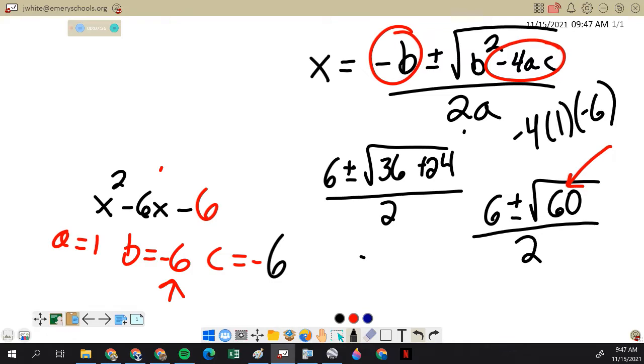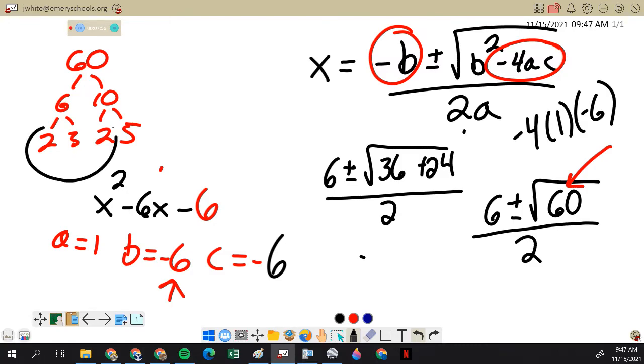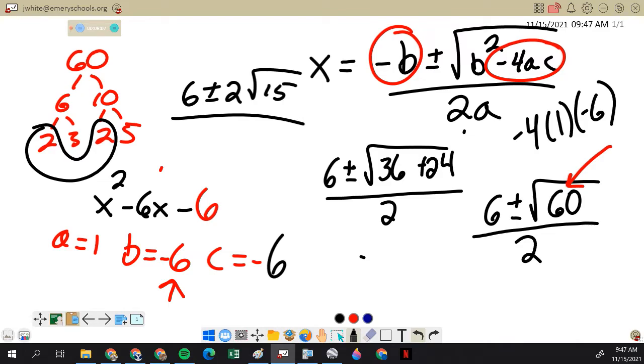First one's free. So we write 60. What goes into 60? 6 and 10, 2 and 3, 2 and 5. Does anything come out? A 2. Whoop, throwing my stylus again. So I have a set of 2's. On the outside, I can write 2, and what stays on the inside? 3 times 5, which is 15 over 2.